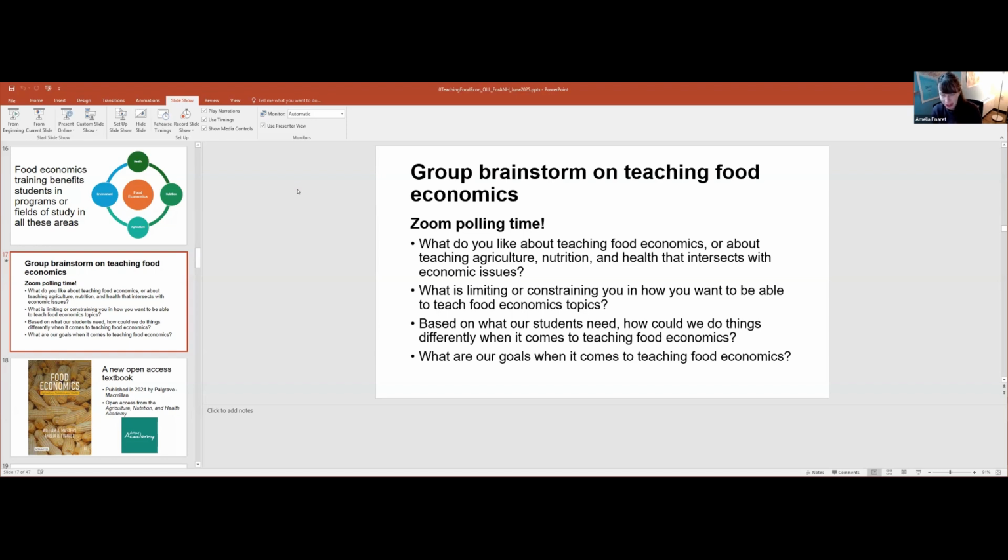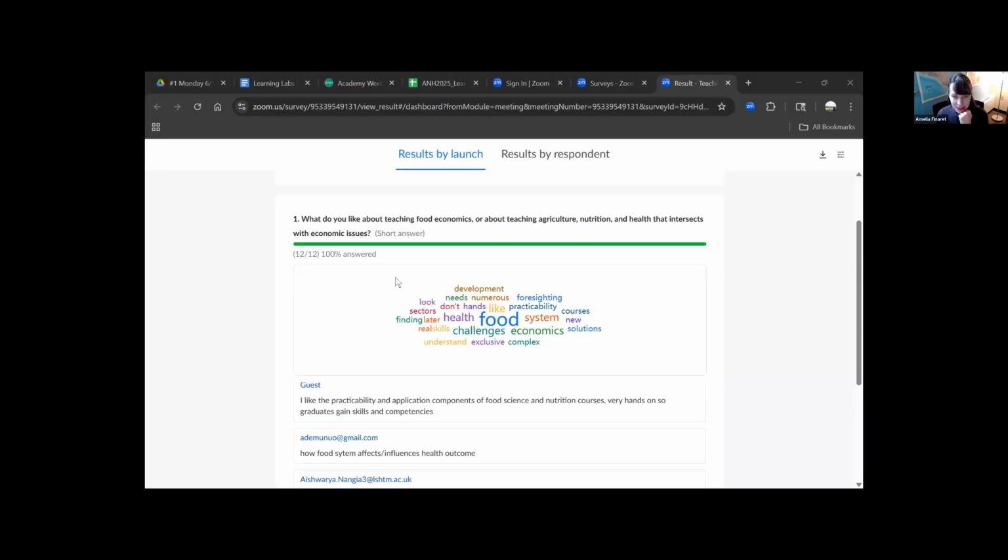If you do teach food economics now, what do you like about it? Or what do you like about teaching agriculture, teaching nutrition, teaching public health, in a way that intersects with economic issues. What are you excited about in this space? But yeah, it looks like you guys have a really wide range of interests when it comes to teaching. And the practicality seems like an important aspect.